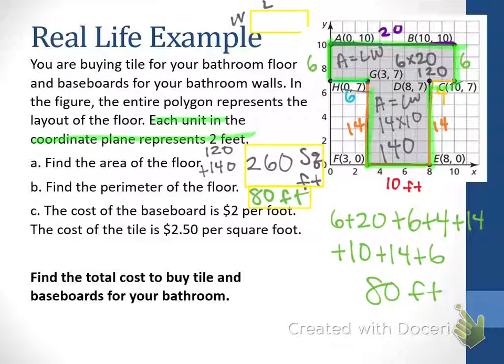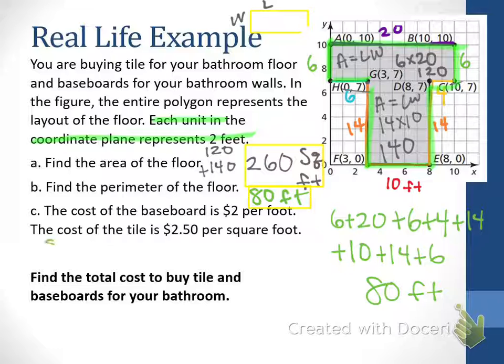So this next part, I want you to relax. Just listen. Okay? The cost of a baseboard is $2 per foot. Where do baseboards go? Like on the floor. They are the pieces that line the outside of the room. This is a baseboard. They look very nice. That is a perimeter of the room.